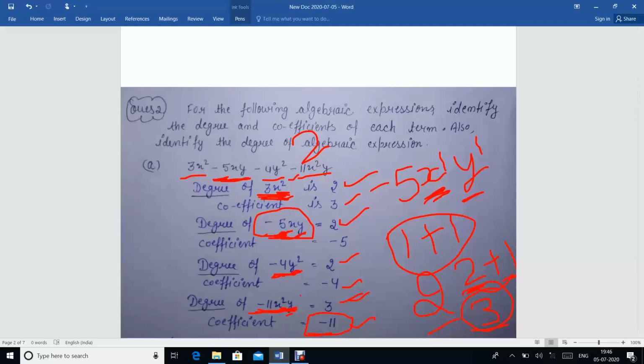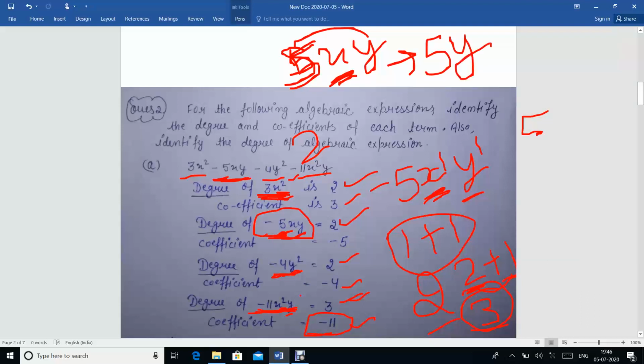You have to memorize that if you are asked the coefficient, then you have to write the numeric coefficient, not the variable. But suppose you are given 5xy and you are asked to find the coefficient of x, then the coefficient of x will be the remaining part, meaning 5y will be the coefficient of x.